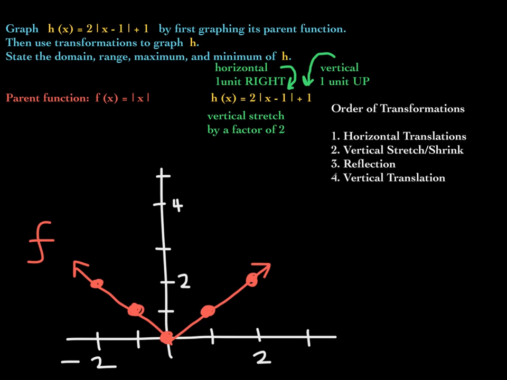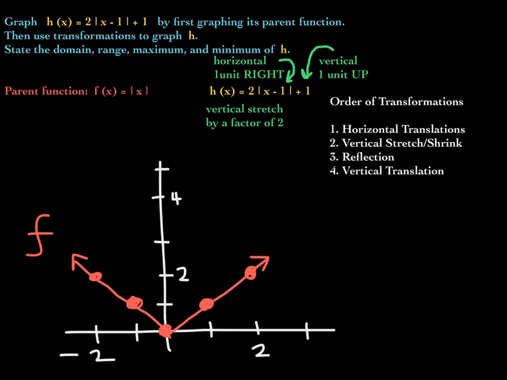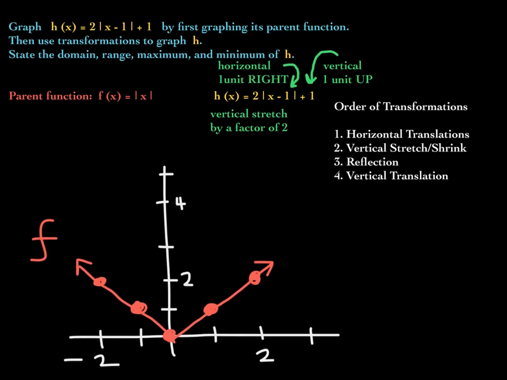Please add this to your notes. When you have multiple transformations, this is the order that you should follow. Do your horizontal translations first. And then if you have a vertical stretch or a vertical shrink, do that next. You have one or the other here. And then do a reflection. The only kind of reflection that you and I are studying at the moment is a reflection across the x-axis. I have yet to show you what that looks like. And then a vertical translation will always come last.